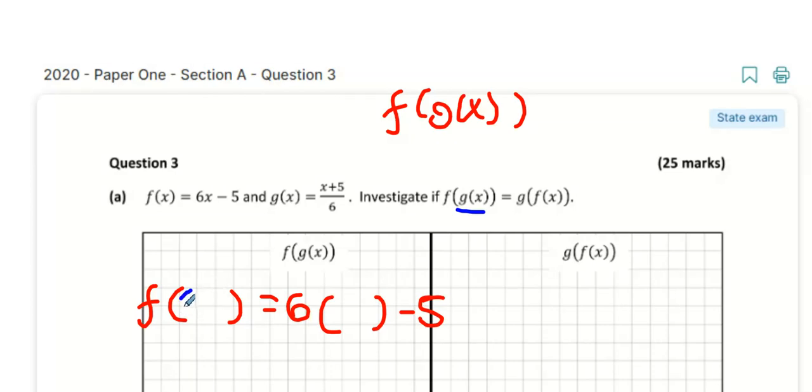Yeah, g of x. So I'm just going to input x plus 5 over 6. Everybody see that? Okay. Now, what's 6 times and then dividing by 6? You're multiplying by 6 and then dividing by 6, so what happens? And now what's left? x plus 5 take away 5. The answer is just x.